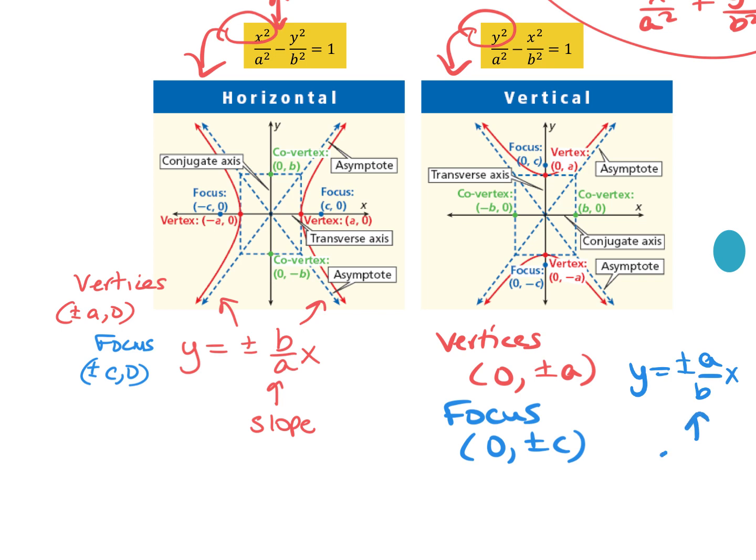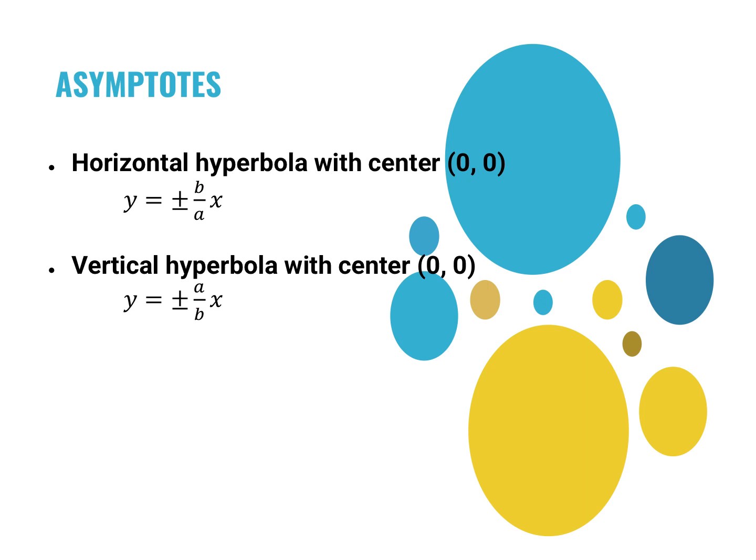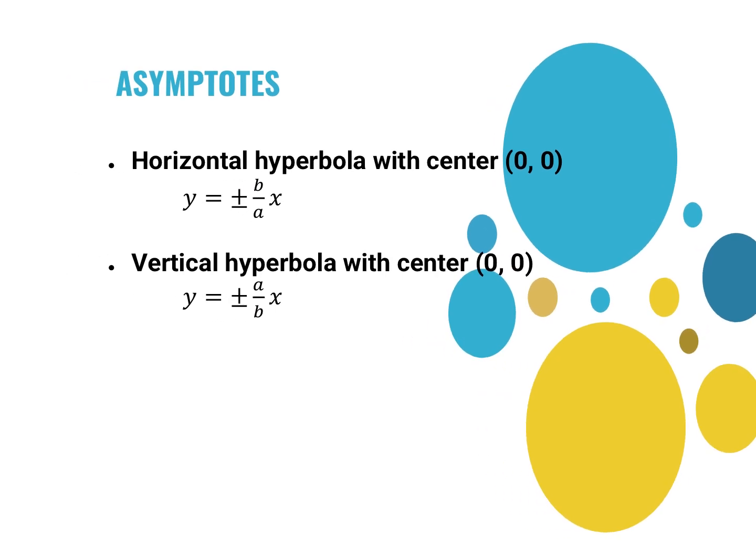And again, this is going to be the slope, our rise over our run. So let's go ahead and, again, they're officially showing us the asymptote equations on the next slide. So here are our equations for the asymptotes. So again, this is our horizontal hyperbola. So remember, it's x squared over a squared minus y squared over b squared equals 1. And again, I'm just going to repeat what I wrote on the other slide.